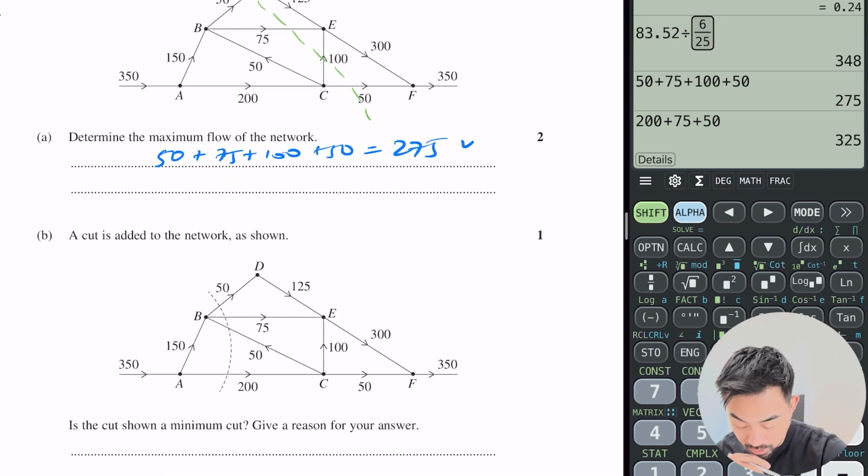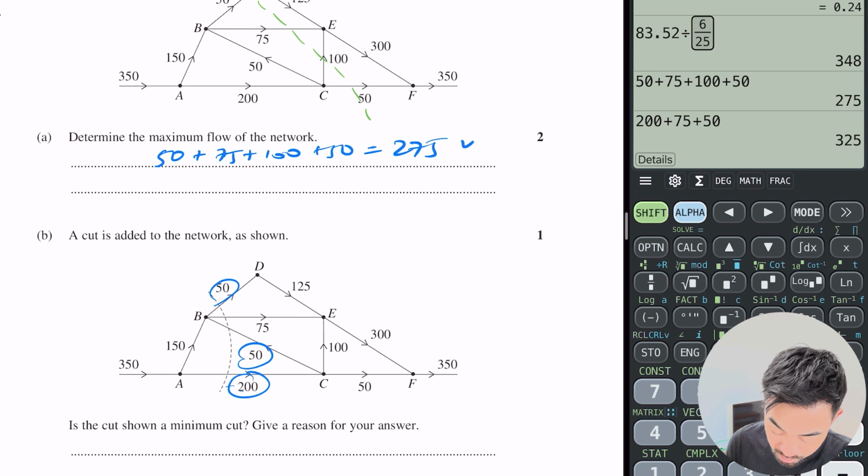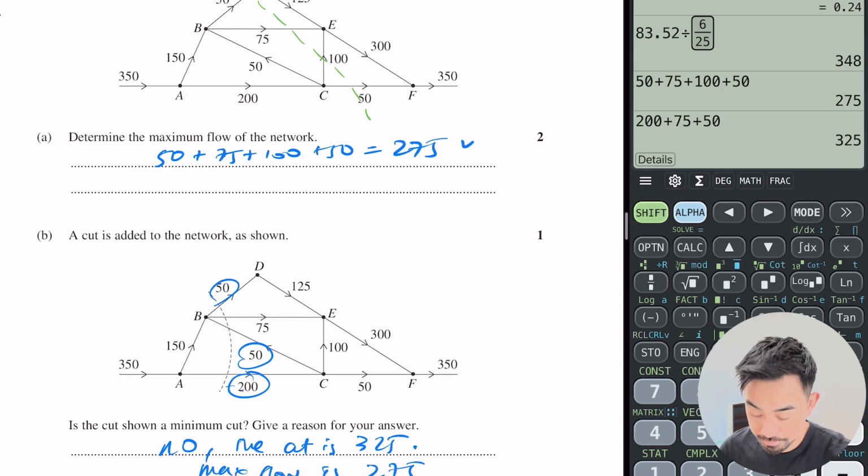Okay, a cut is added to the network as shown. Is this the minimum cut? Well, I think we just did that, right? 200 plus 50 plus 50 is 325. No, the cut is 325. Max flow is 275. Done.